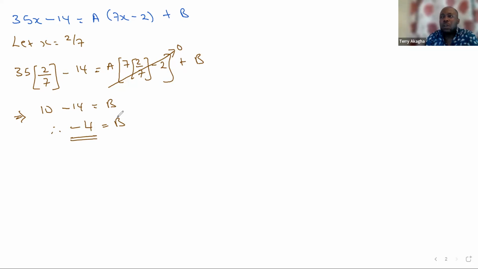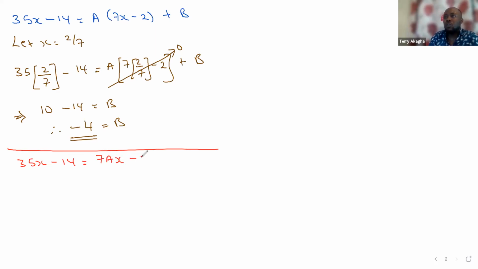Does that make sense? So now the next method I would like to use here is the coefficient of terms method, all right? So that I can get our a. So it's going to be, we have 35x minus 14. You open the bracket, it's going to give you 7ax minus 2a, then plus b. Okay, so like I told you the last time, we can then simplify this to be 7ax minus 2a minus b is equal to 35x minus 14.